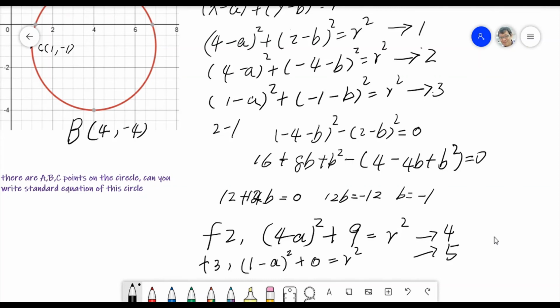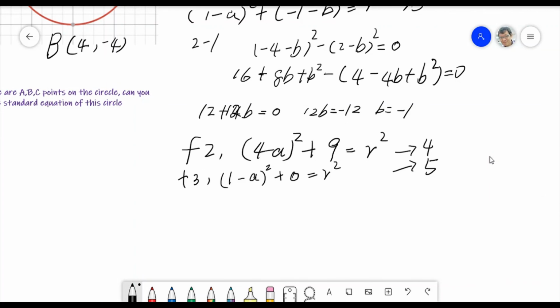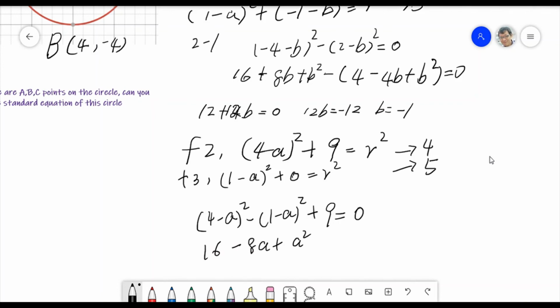So now we can subtract equation 5 from equation 4, so we can eliminate r, am I right? So let's keep on doing this. So 4 minus 5 is 4 minus a square minus 1 minus a square, and then 9 minus 0 is still 9, right? On the other side of the equation, r square minus r square is 0, right? So let's expand this equation: 16 minus 8a plus a square minus 1 minus 2a plus a square plus 9 equals to 0.